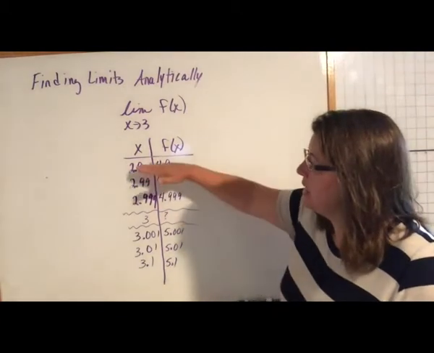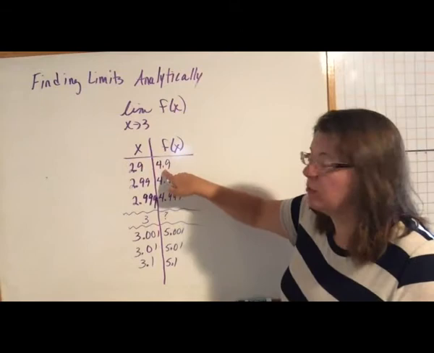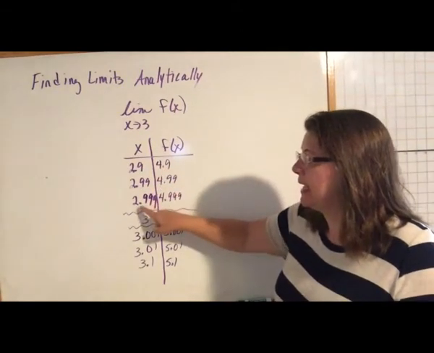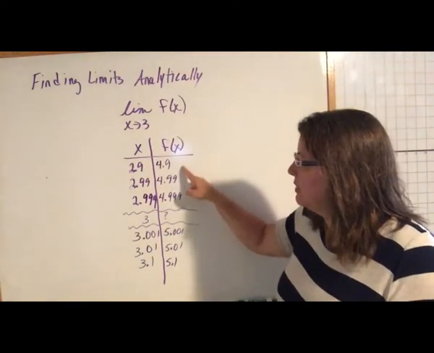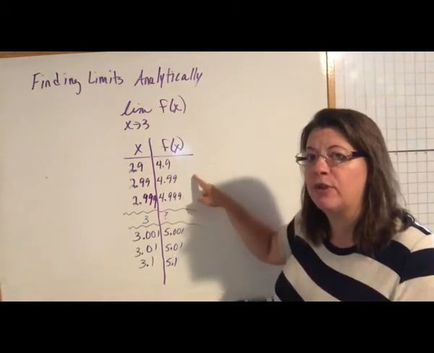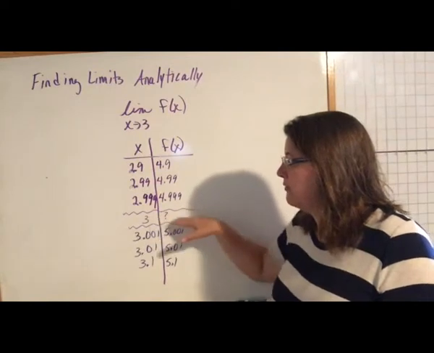And then if you see here, what's happening is at 2.9, my answer, or my f of x, is 4.9. At 2.99, I get 4.99. At 2.999, 4.999. So look at what this is doing. What is that number approaching, or what are these numbers approaching? All right, we don't know what's happening at 3. That's what we're trying to find.